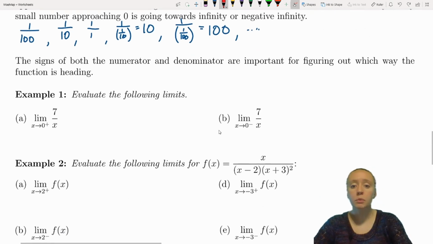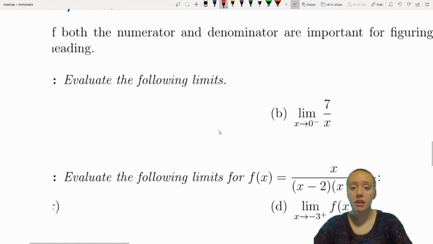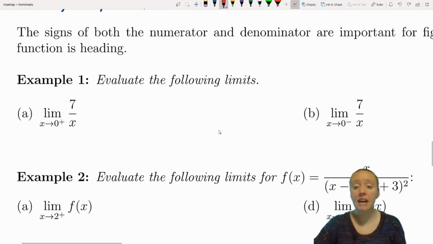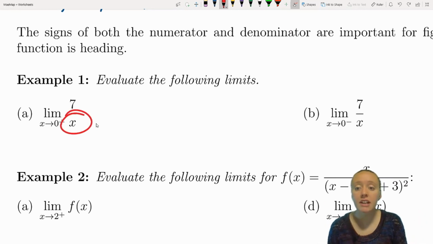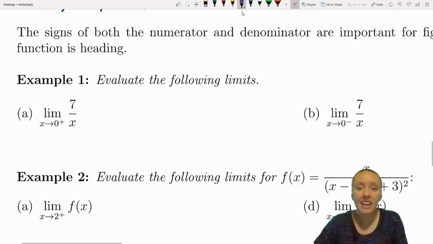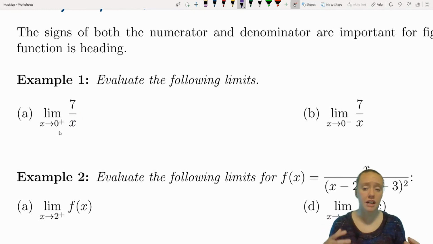In example 1, we're going to evaluate the following limits. And our first limit is going to be 7 over x as x approaches 0 from the right. Now, if we plugged 0 right on in for x, you would see that our denominator is indeed undefined. And there's no way to cancel it out or factor it out. If we had an x up here, sure, we'd be able to cancel it out. That limit would be equivalent to 7. However, we don't, so we're going to need to use the concept above to help us solve for this limit.